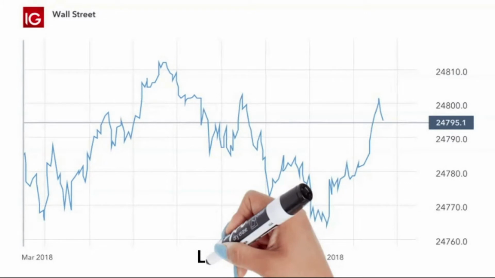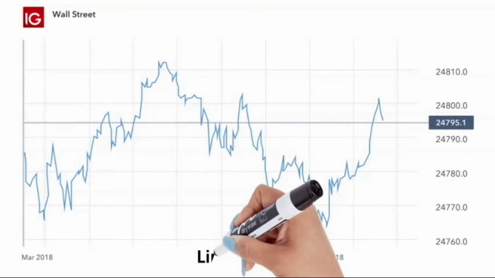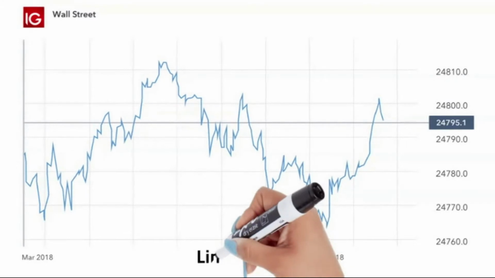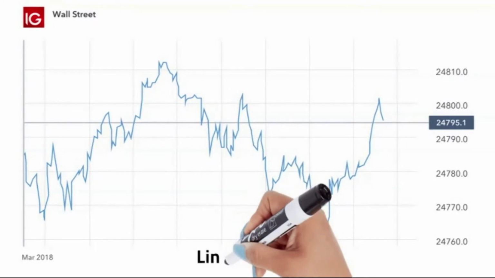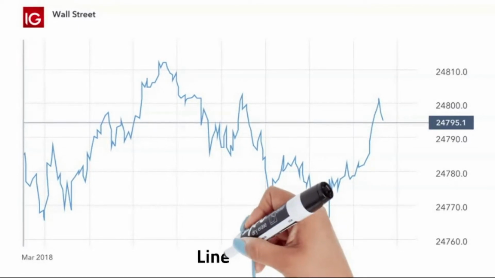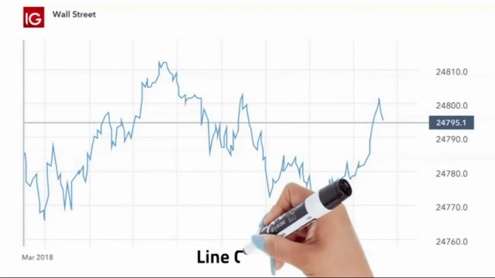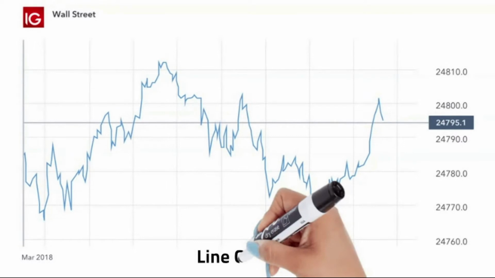A simple line chart draws a line from one closing price to the next closing price. When strung together with a line, we can see the general price movement of a currency pair over a period of time. It's simple to follow, but the line chart may not provide the trader with much detail about price behavior within the period. All you know is that price closed at X at the end of the period. You have no clue what else happened.